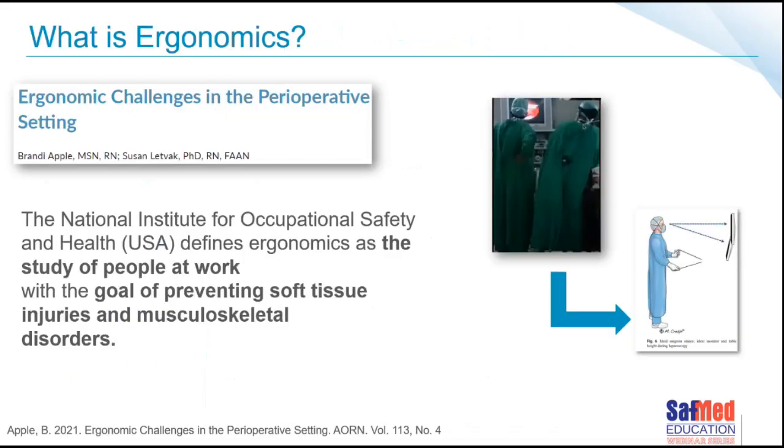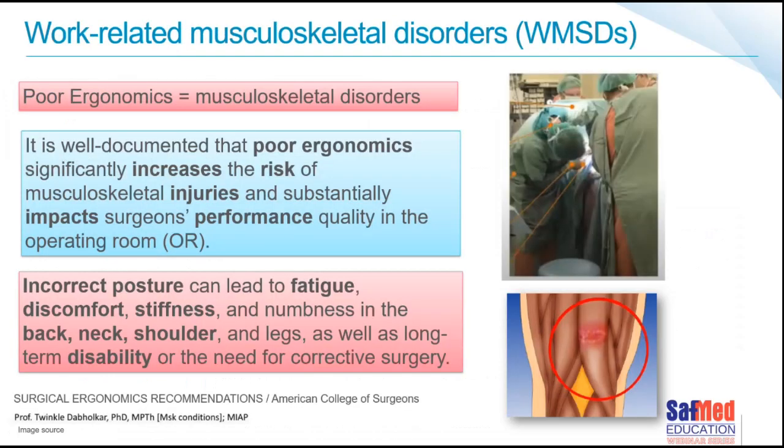Ergonomics, of course, is the study of people at work with the goal of preventing soft tissue injuries and musculoskeletal disorders. It's well documented that poor ergonomics can increase the risk of musculoskeletal injuries and impact a surgeon, or us for that matter, our performance in the operating room. Incorrect posture can lead to fatigue, discomfort, stiffness, numbness, back, shoulder, neck and leg injuries and problems, as well as long-term disabilities and the need for corrective surgery.